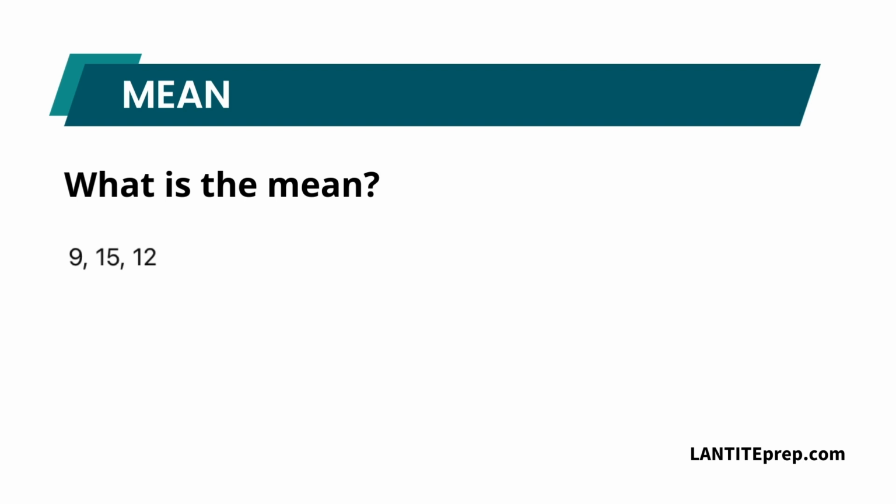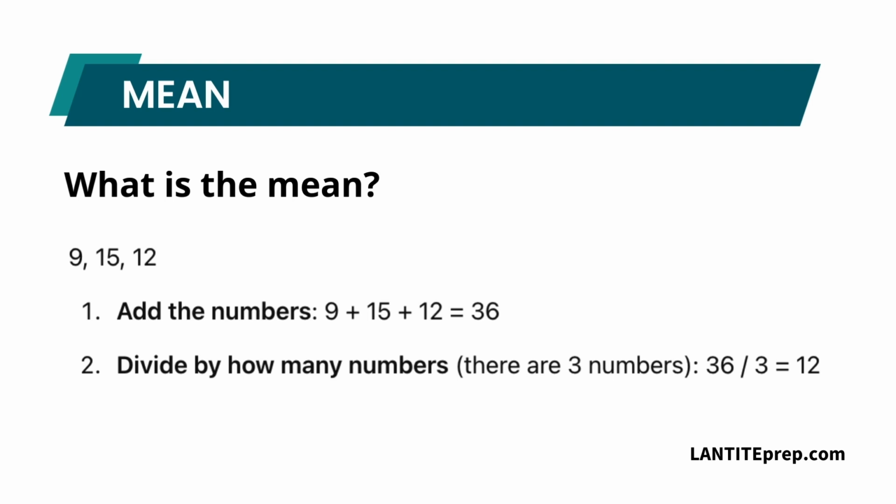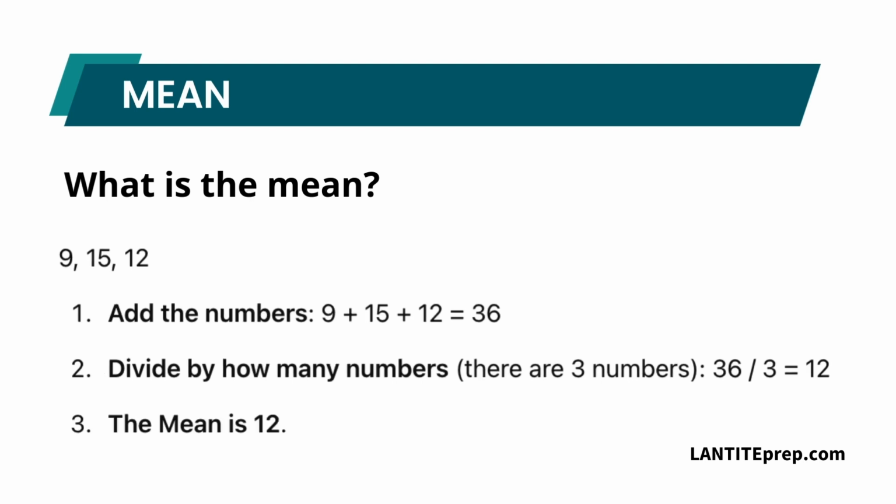To solve this, we'll first add the numbers and find the sum of 36. Then divide by how many numbers there are. In this case, there are 3. So we take 36 divided by 3, which equals 12. And there you have it. The mean of 9, 15, and 12 is 12.